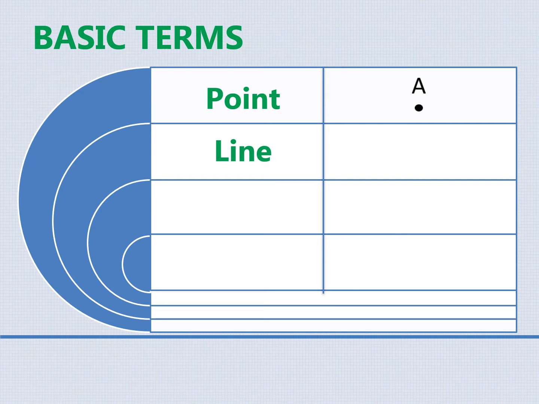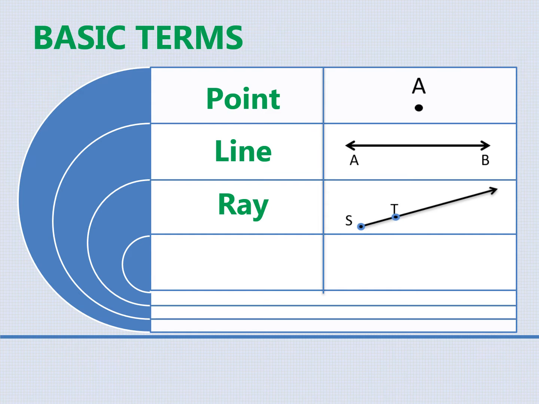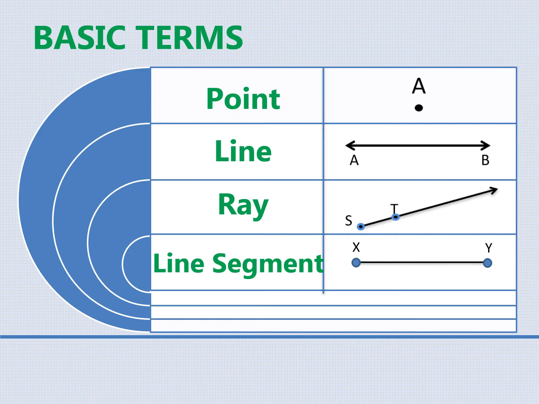A line. It extends indefinitely in both directions, hence its length cannot be measured. A ray has one fixed endpoint and it continues endlessly from the other direction. A line segment has two fixed endpoints, so its length can be measured and it has a definite length.